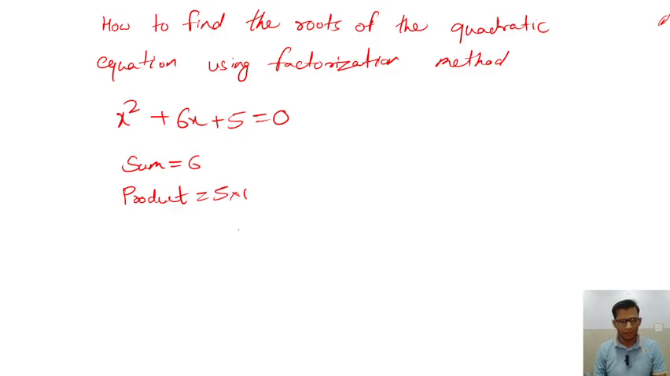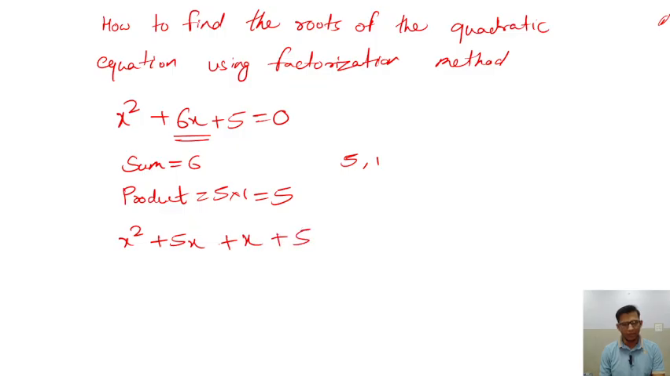The product is 5 into 1, that is 5. So I have to break this middle term, or split this middle term, into two parts such that the sum becomes 6 and the product becomes 5. So I can split it into 5 and 1. For example, I can write x square plus 5x plus x plus 5. So 5 into 1 becomes 5, and 5 plus 1 becomes 6.